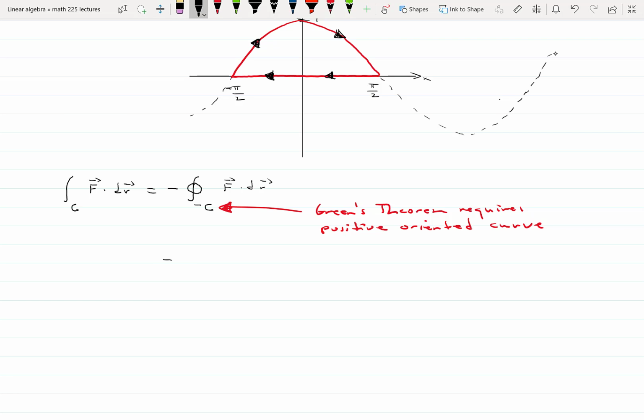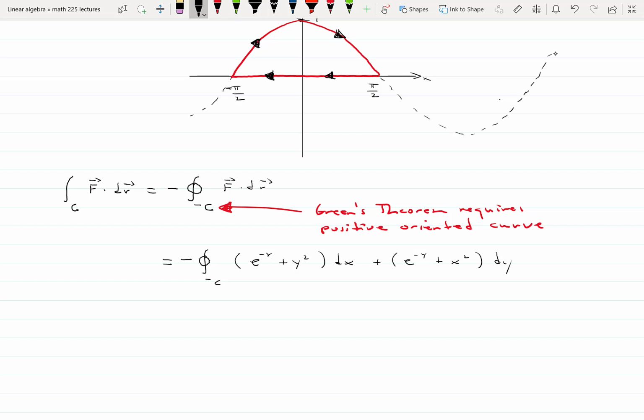Okay, so this equals the opposite of the integral along negative C, which is the integral along a closed curve in the positive direction, of P dx. Well, P was e to the minus x plus y squared dx plus Q dy. I'm just taking that dot product of F dot dr now and writing the integral in scalar terms. So Q is e to the minus y plus x squared dy.